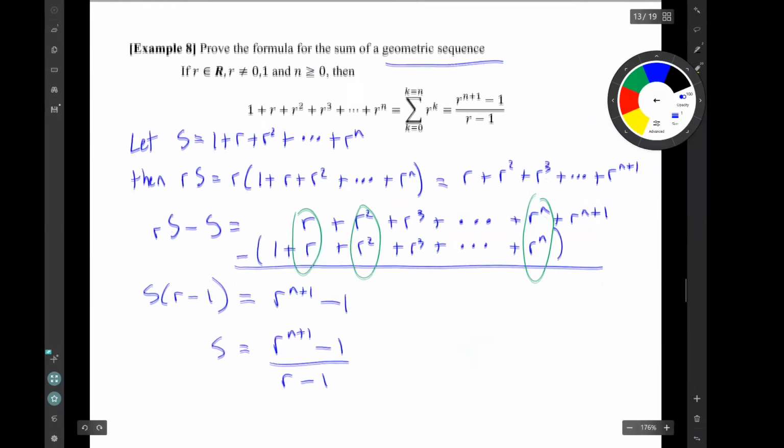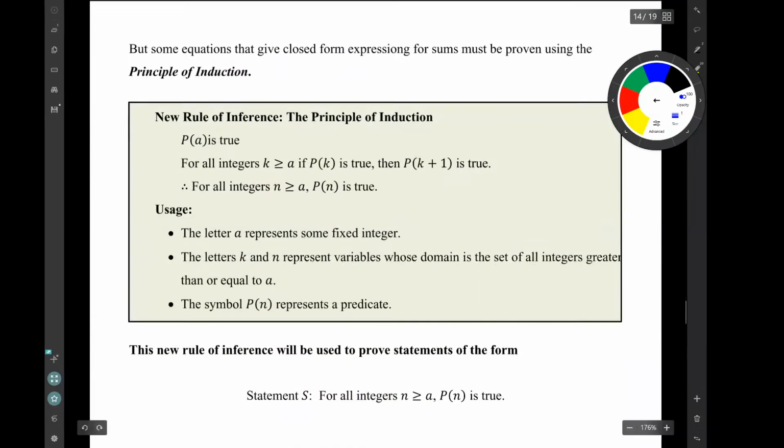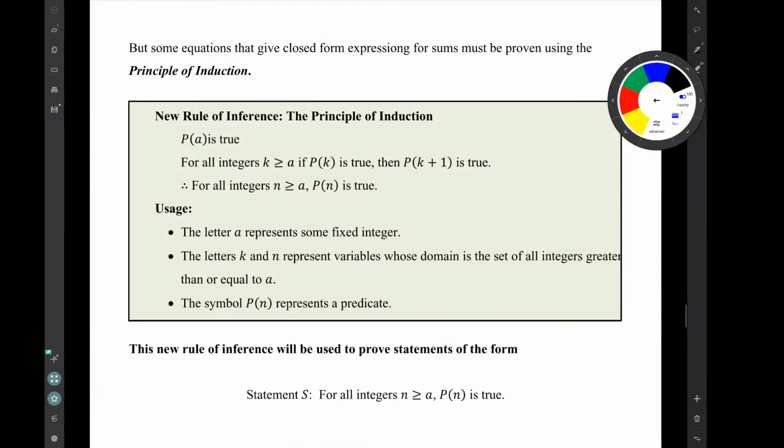We were able to prove both of those closed form expressions using just arithmetic. But many equations that involve closed form expressions for sums must be proven using what's called the principle of induction. So that is a new rule of inference, the principle of induction. And here's how it goes. It is this rule of inference.